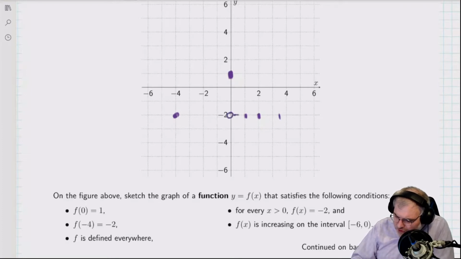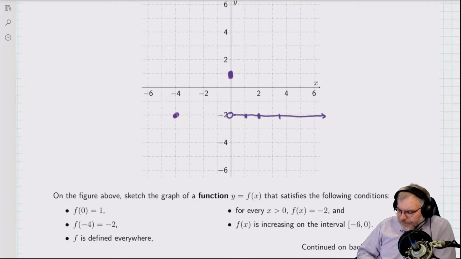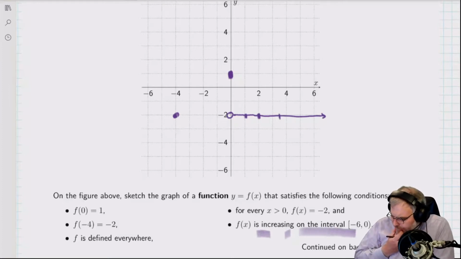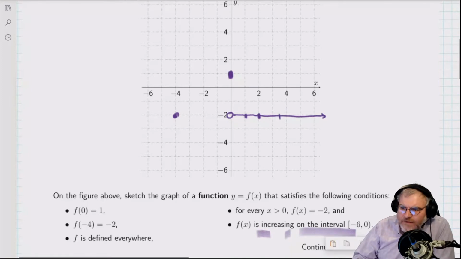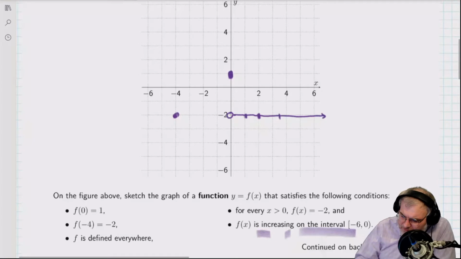So what I'm going to do is draw an open circle there, and run this off to infinity. That takes care of that condition. And then I've got this condition, f is increasing on an interval. So I'm stuck with these 2 points up here, and since I'm stuck with those 2 points, here I've got to be below, because I want increasing. And here I need to be below because I want increasing.